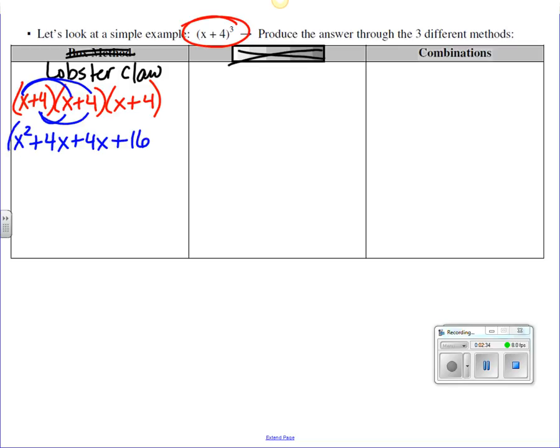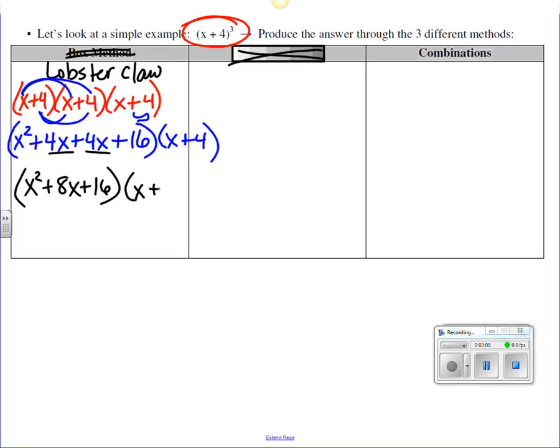Now, I'm going to put this in parentheses because I'm not done with it, and I'm going to drop this other one down because I haven't lobster clawed it out. So that last x plus 4 drops down. All right, yes, that would be the easier thing to do. So the next thing to do, Jonah wants to point out, is to make this simpler. And I agree. How can I make this simpler? Add your 4x's. So this is x squared plus 8x plus 16. Okay? So if you simplify that, that will make your life simpler.